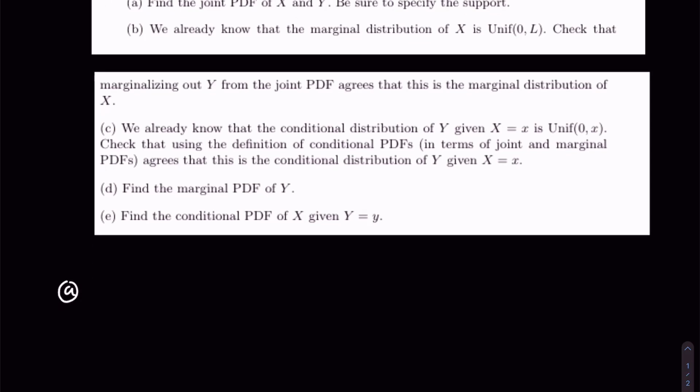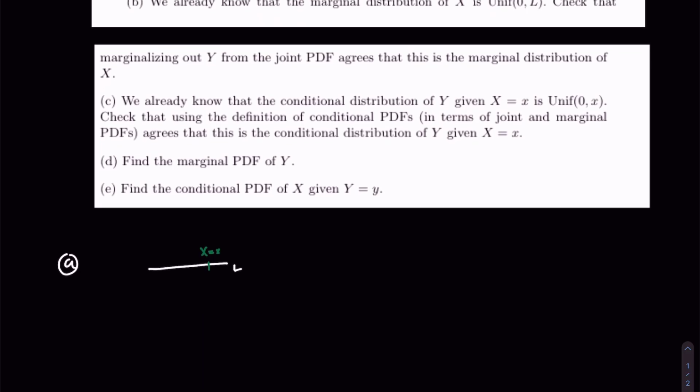Let's just draw out the stick and see what this means. We have a stick of length L, and we're breaking it. X can fall at any point in this interval. Let's assume it was broken here, at large X set to little x. Now Y can only take points in this interval here.